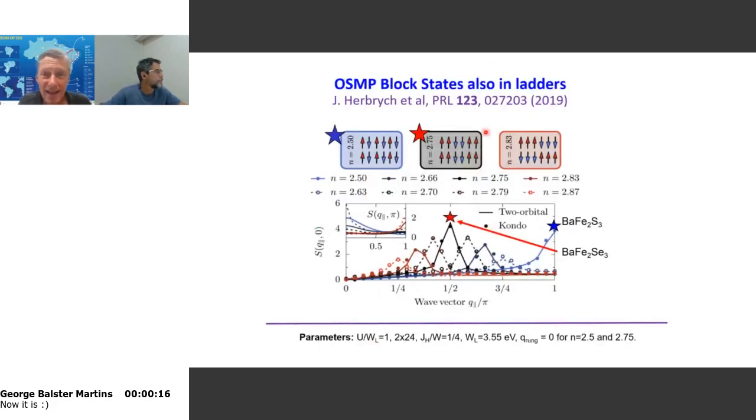This was also done in ladders. In ladders also, you have these unexpected states emerging. Each one of these lines that you see are legs of the ladder. In this case, contrary to the copper ladders that some of you with some seniority may remember, in this case, the rungs are ferromagnetic.